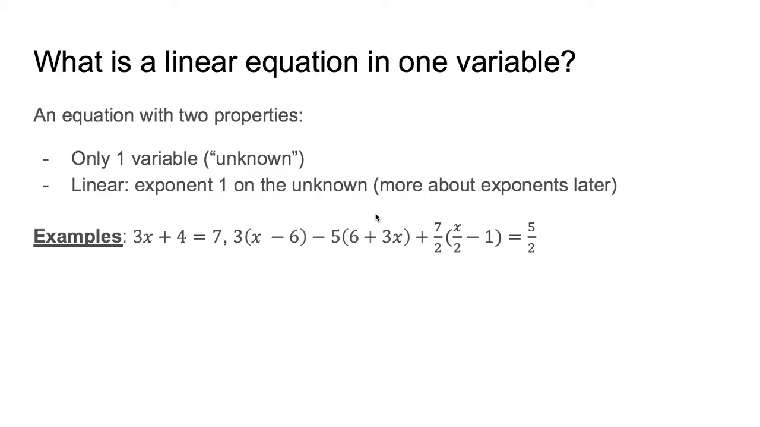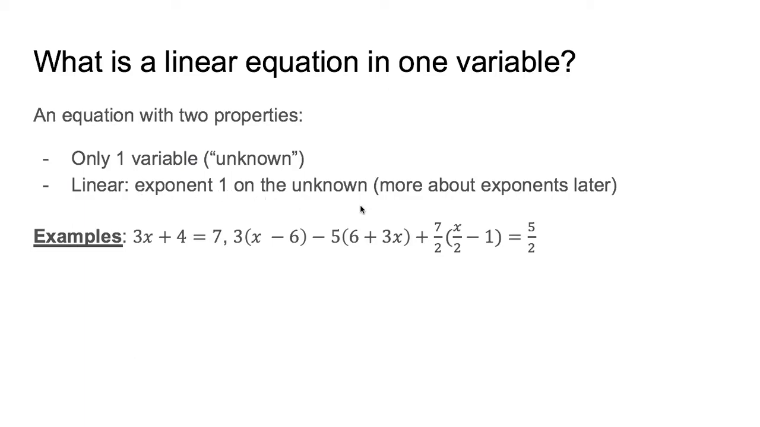First up, what is a linear equation in one variable? Well, we already defined equation in the previous chapter, and a linear equation in one variable is an equation with two properties. First, as the name suggests, there is only one variable, sometimes also called the unknown. Second, the equation is linear, meaning that the one unknown has exponent 1.